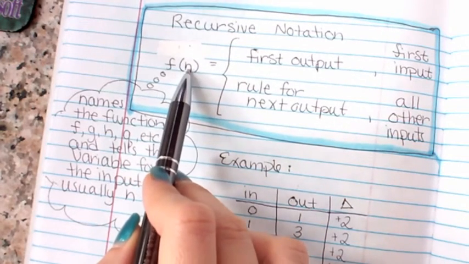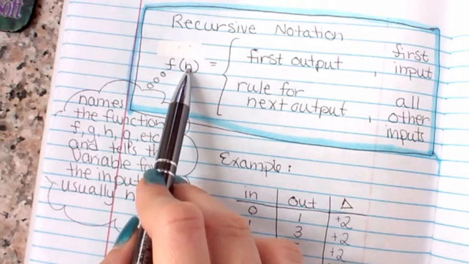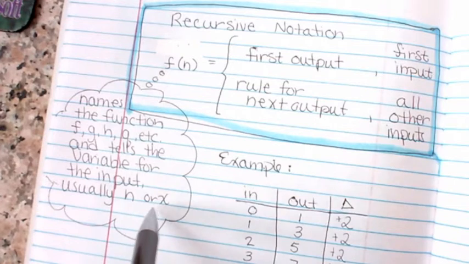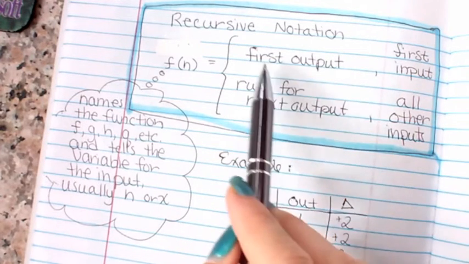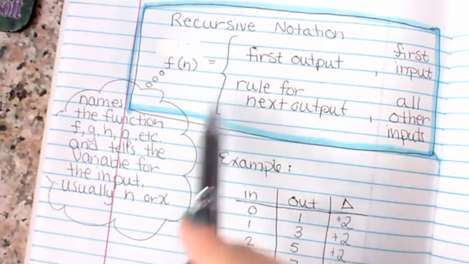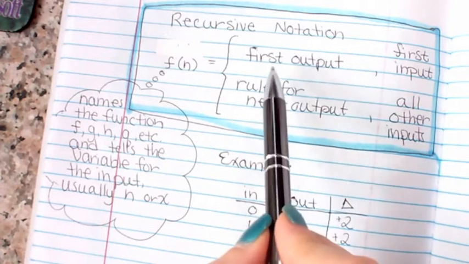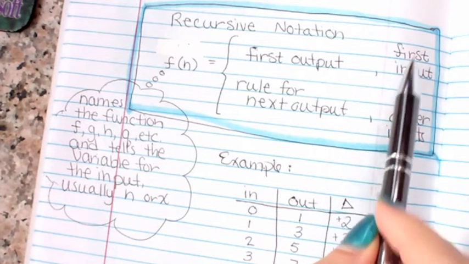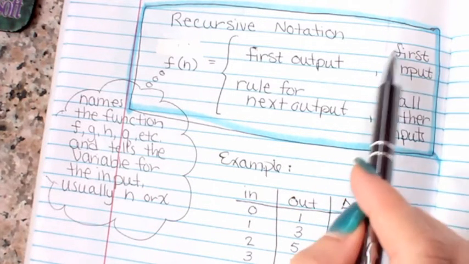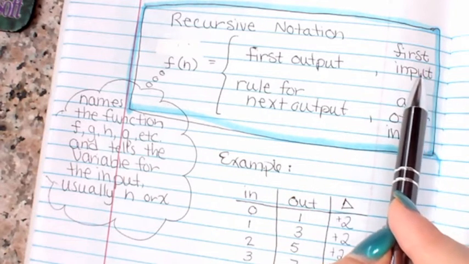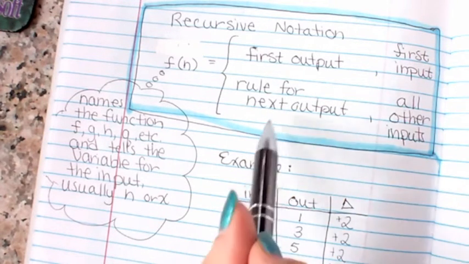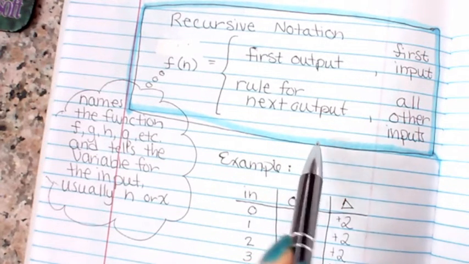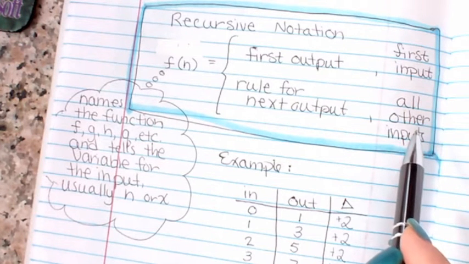Inside the parentheses is whatever we're using for the input. So that tells us the variable for the input. It will usually be n or x. So after the bracket, we'll have our first output, and then after that it'll say if n equals whatever our first input is. So that first line is always the first output, the first input. And the next line will always tell you the rule for the next output, and then it will tell you what all the other acceptable inputs are.